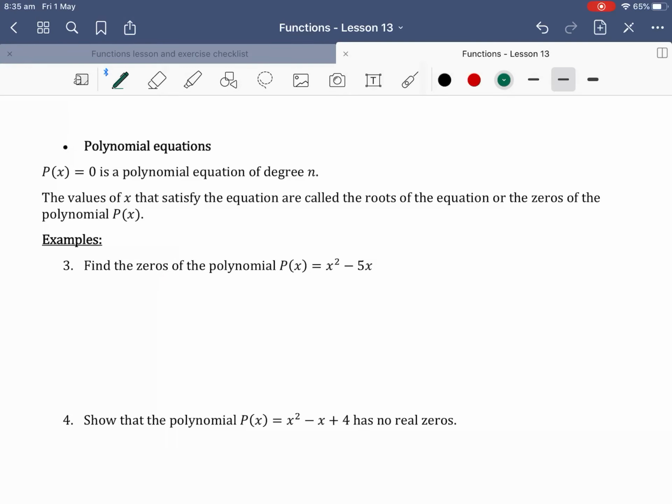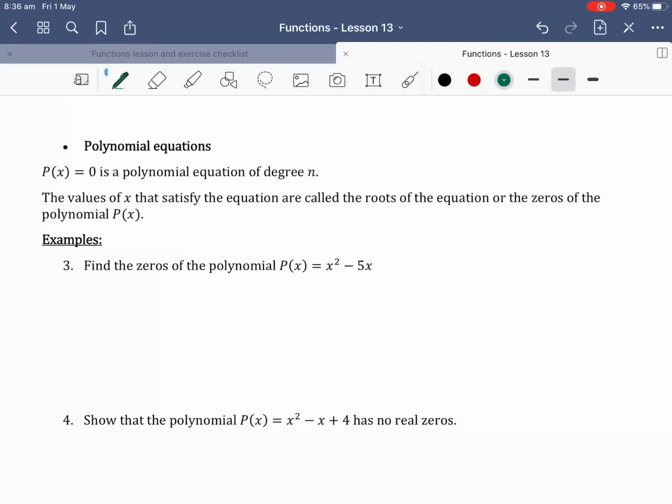So we can have polynomial equations. So this is where p(x) equals 0. So it's a polynomial equation of degree n. So the values of x that satisfy the equation are called the roots of the equation, or the zeros of the polynomial p(x).